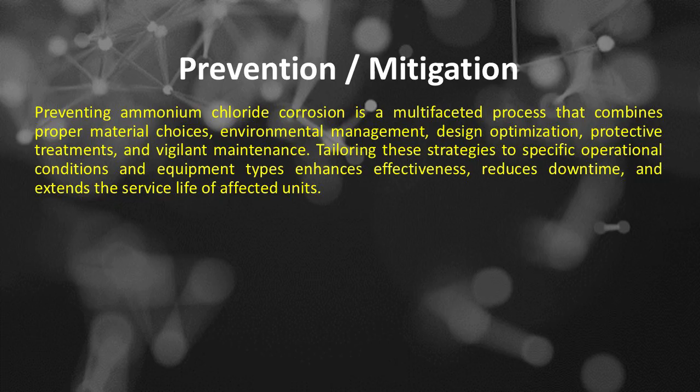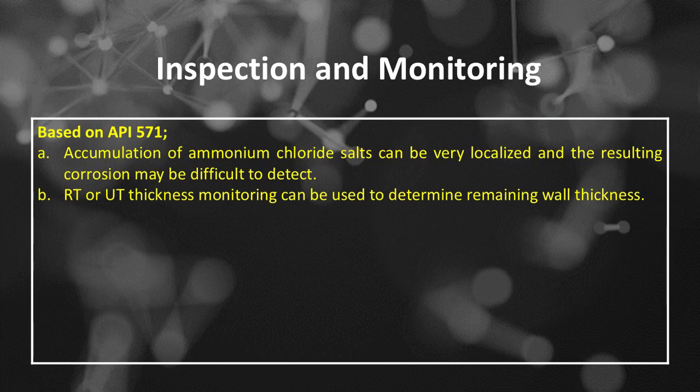Preventing ammonium chloride corrosion is a multifaceted process that combines proper material choices, environmental management, design optimization, protective treatments, and vigilant maintenance. Tailoring these strategies to specific operational conditions and equipment types enhances effectiveness, reduces downtime, and extends the service life of affected units. Ammonium chloride corrosion inspection and monitoring based on API 571.